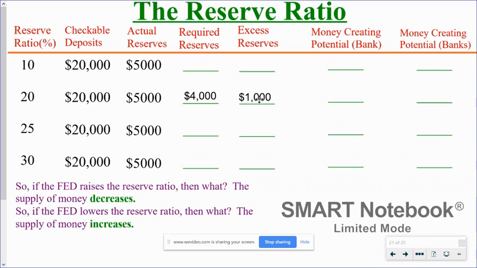Any single bank can loan out what it has in excess reserves. It is the monetary multiplier that ripples through the entire banking system. So one more time, be sure you understand there's a difference between what a bank can loan out and the multiplier, which is the entire banking system. 1 divided by 20% is 5. 1,000 times 5 means, in theory, that the money creating potential is $5,000.